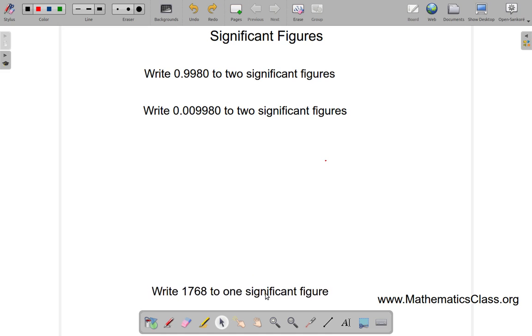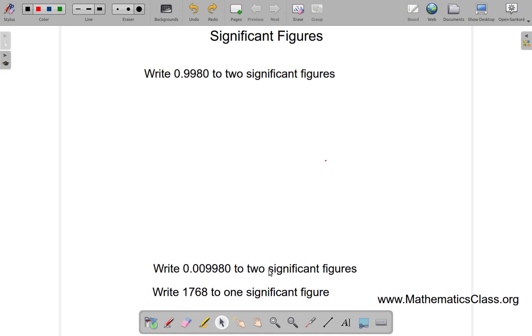Let me just pull these two down to make some space. For the first one, you must write 0.9980 to two significant figures. First of all, let me ask you, how many significant figures is this number written to? Well, it's actually to four significant figures. You can see them here. So it's 1, 2, 3, 4 significant figures.